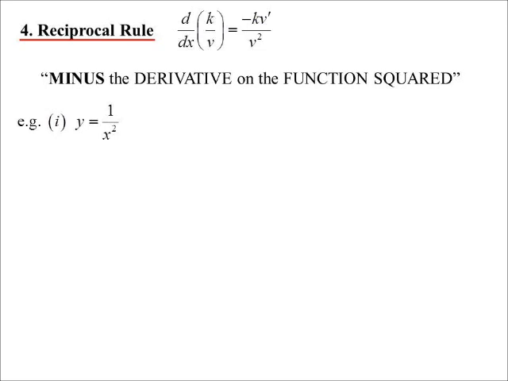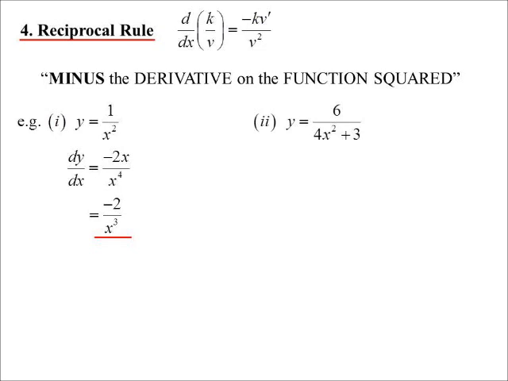And if you differentiate a constant, you get 0. So it's the bottom we're talking about. Minus the derivative, minus 2x, on the function squared, x squared squared, x to the power of 4. The x's cancel, minus 2 on x cubed is our answer. So it can save us a little bit of time.